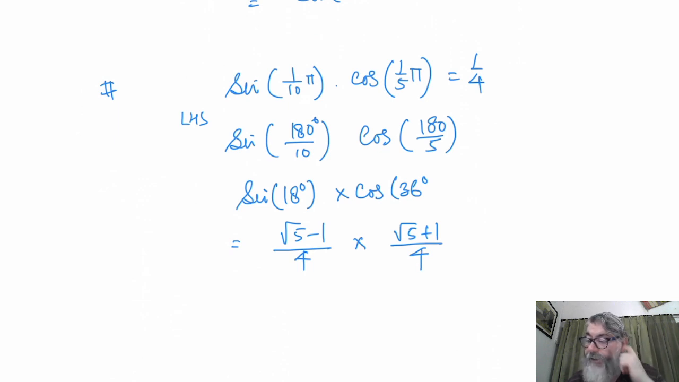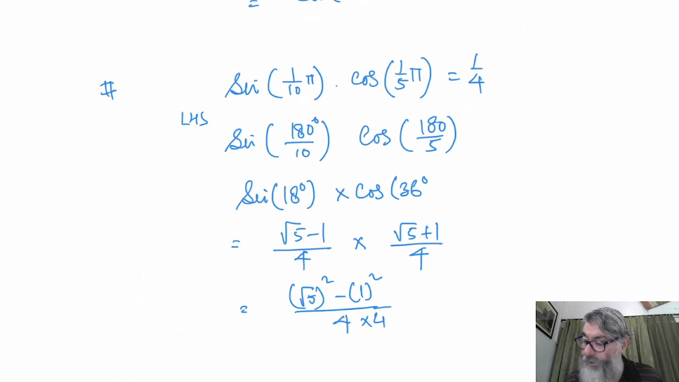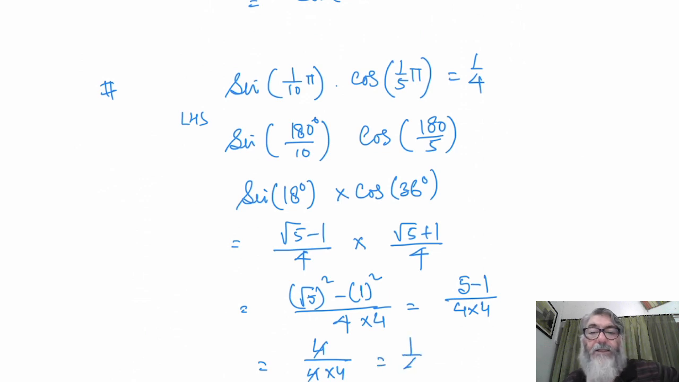Now when you multiply them, (a minus b) into (a plus b) will become (root 5) whole square minus 1 whole square upon 4 into 4. 4 fours are 16. It will be (5 minus 1) upon 4 into 4. So 4 upon 4 into 4. This will cancel. Your answer will be 1/4, which is the right hand side. You wanted it on the right hand side.